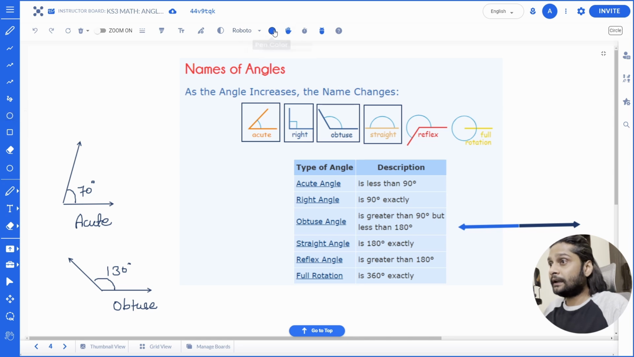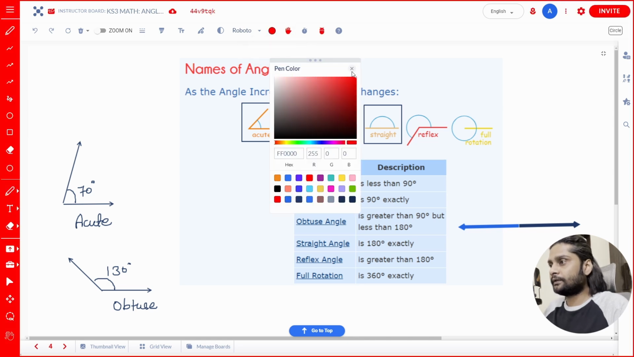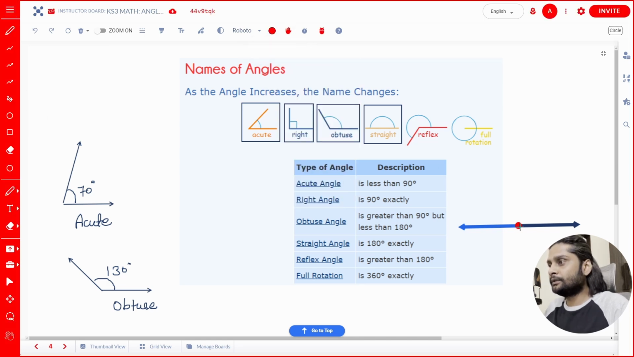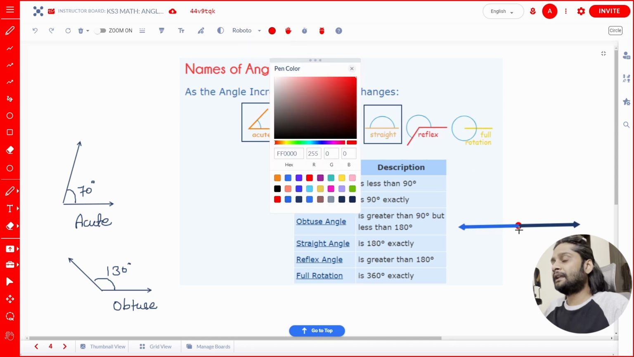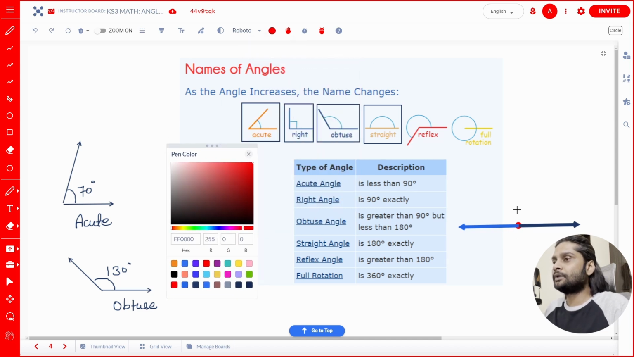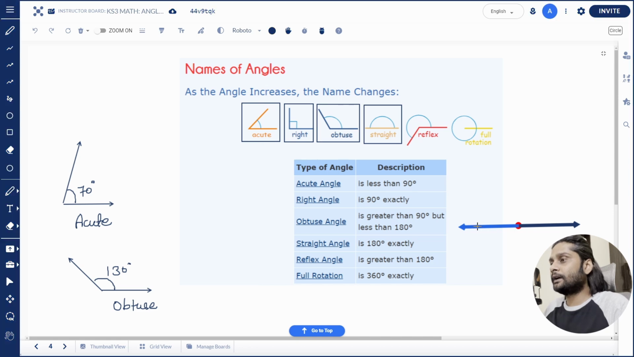However, there exists a vertex. You can notice here that both the rays are joined at this point. So no matter that it's a straight line and it's called a straight angle, still that is an angle with two rays or two arms with one vertex in the middle. And this measures 180 degrees. This is exactly 180 degrees. I'll let you know, students, how to measure angles, but for now, this is 180 degrees.